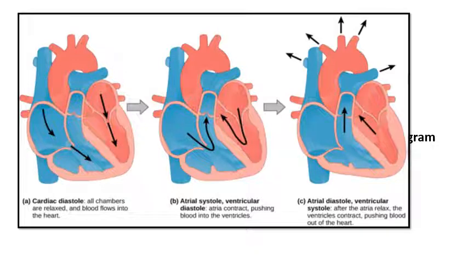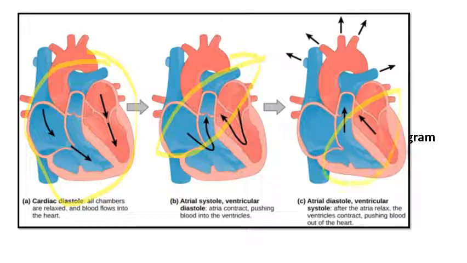All right, so cardiac diastole, the entire heart relaxes in order to let blood in. Atrial systole, ventricular diastole, the ventricles are relaxed while the atria are squeezing. And then the third step is atrial diastole, ventricular systole, the ventricles are squeezing while the atria are relaxing.